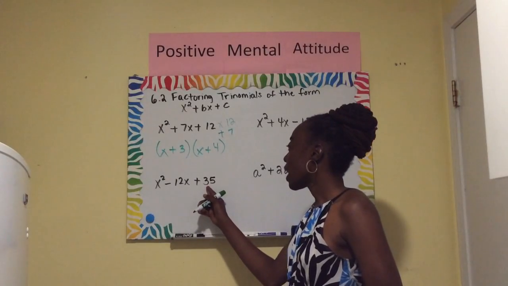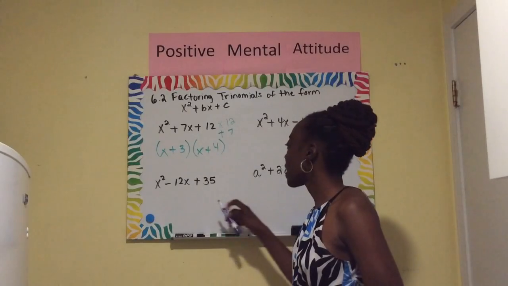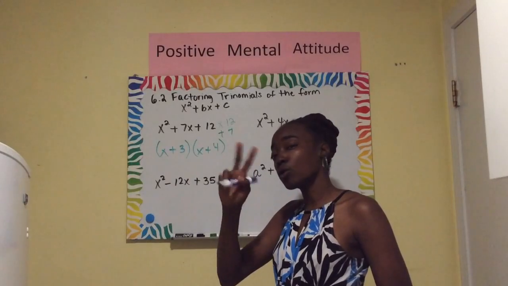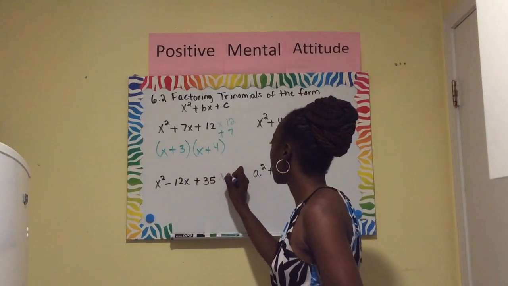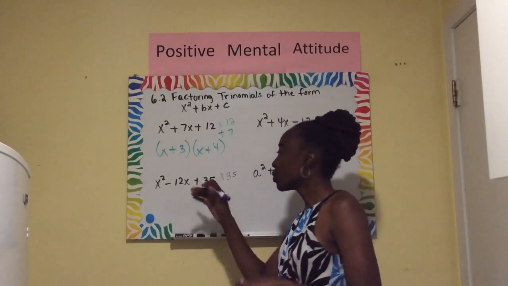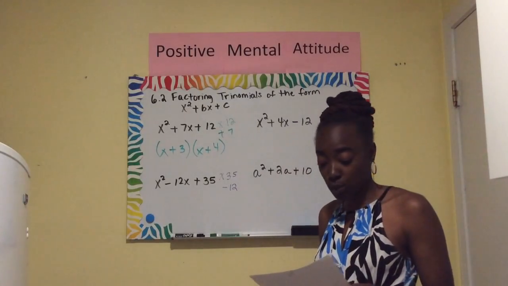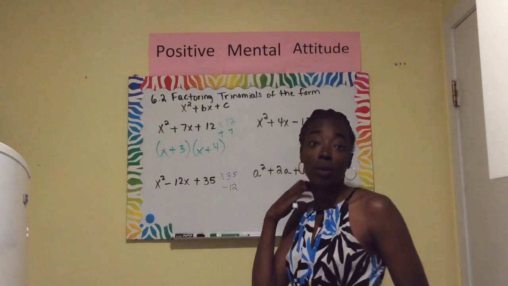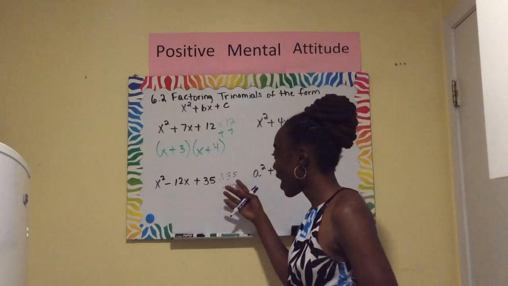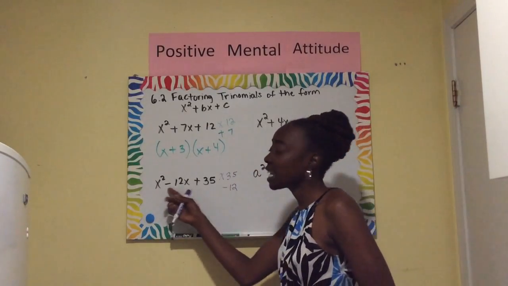Next example, you have x squared minus 12x plus 35. In this example, you're looking for two numbers that multiply together to give you 35, and when you combine them, you get a negative 12. So here you have to be careful with that, okay? You already know that 7 times 5 is 35. Then when I say, okay, 7 plus 5 is 12, but here's the deal. I need a negative 12.